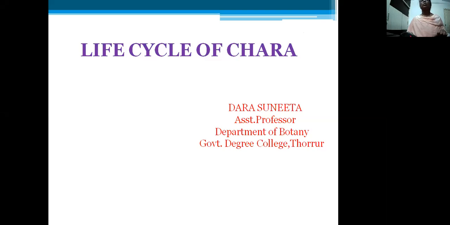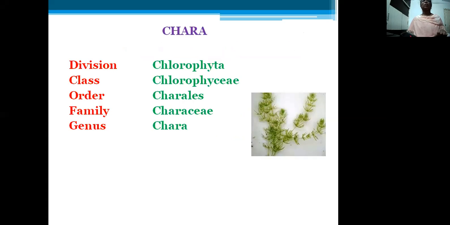Hello. Today's topic is the life cycle of Chara. This is the topic of the first semester of botany. This topic will deal with the systematic position of Chara, which is a chlorophycean algal member. It belongs to division Chlorophyta, class Chlorophyceae, order Charales, family Characeae, genus Chara.